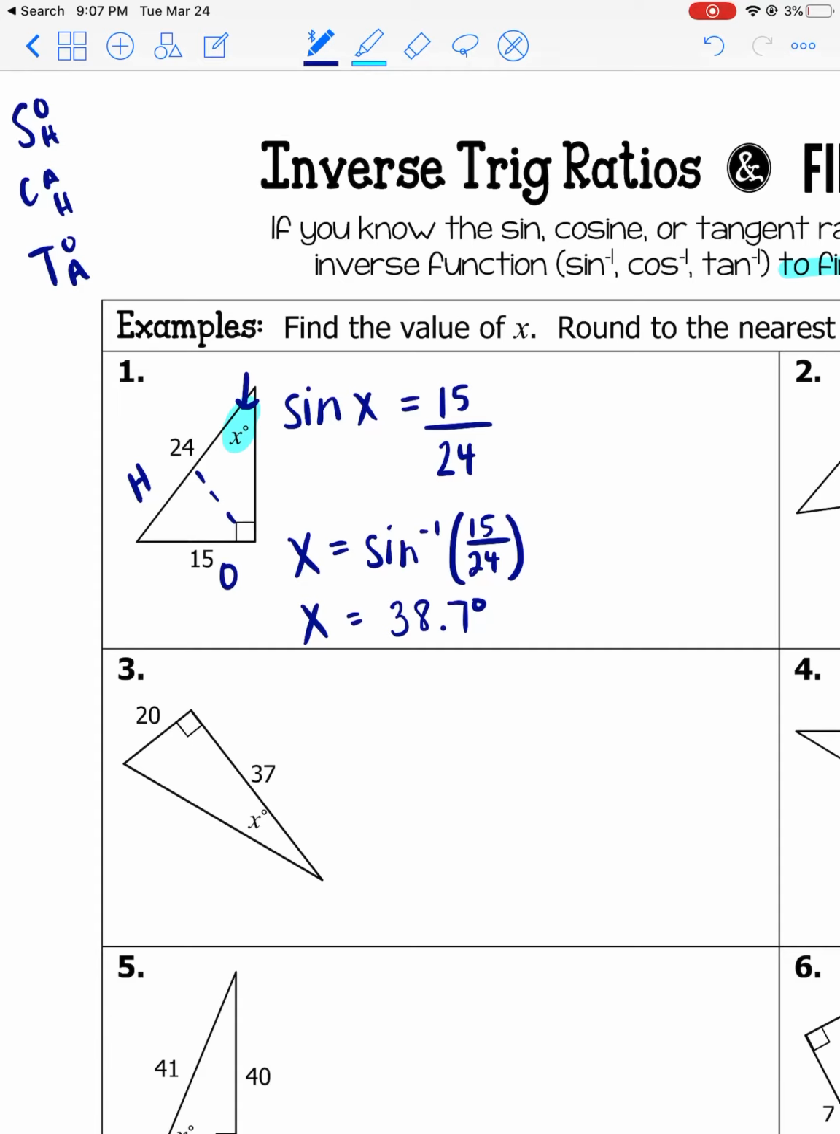These trig ratios only work for right triangles. We know one of the degrees is 90, not one of the ones we're talking about, right? Not x. So x has to be a number less than 90. These two angles, these two blue ones, have to add up to 90, right? So just think about that when you're getting x. It has to be something that you add to something else and get 90. And 38.7 does work.